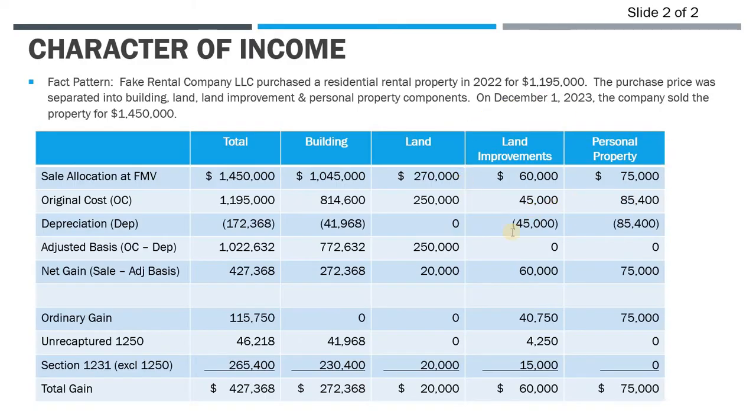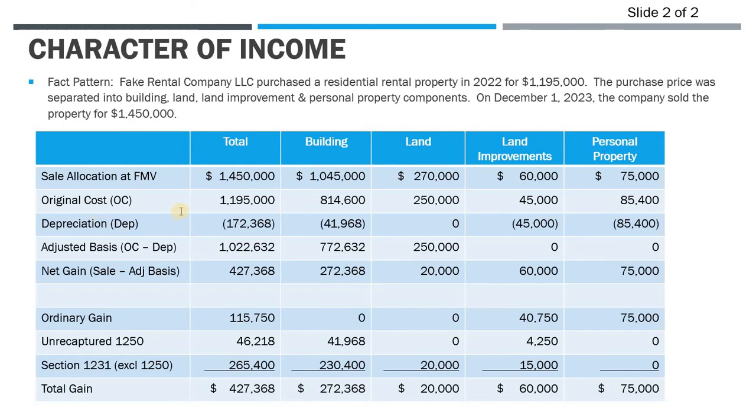Land improvements and the personal property were subject to bonus depreciation, so that's certainly treated differently. And then the building is 27.5-year property depreciated over a straight line method. So we've got the total sale allocation here, $1.45 million, and we've allocated this portion to the building, the land improvements, and then lastly the personal property for $75K.